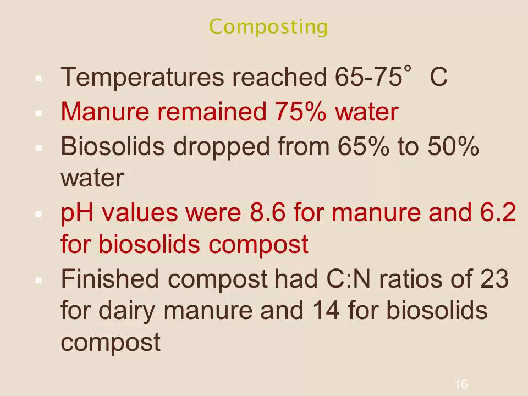Okay, so temperature reached between 65 and 75 degrees. The manure remained with enough moisture, about 75 percent. Biosolids dropped from 65 to 50% for moisture. pH values, 8.6 for manure, 6.2 for biosolids. And the finished compost, because they're different, one had a C-to-N ratio of 23, biosolids had 14. They're different kinds of materials, so I would expect that kind of differences. And if you're going to land apply these, you would manage them differently, too, because of their C-to-N ratio.